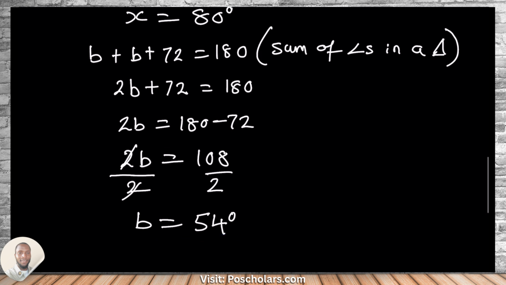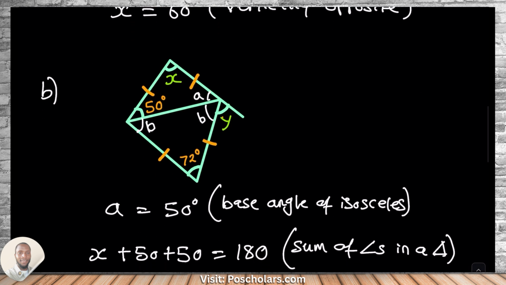Let's go back to the diagram. So B is equal to what? 54 degrees. Similarly, the value of B here also is what? 54 degrees, right? So what we'll now do is use the principle of angles on a straight line. This is a straight line, so the sum of this angle and this angle must give 180 degrees. And remember, we know the value of A is 50. The value of B is what? 54. So we need to find the value of y.